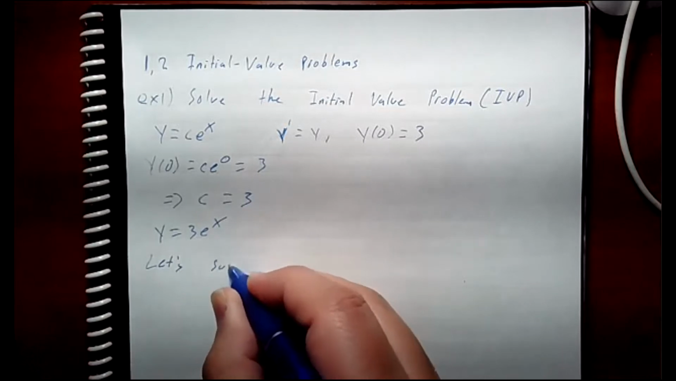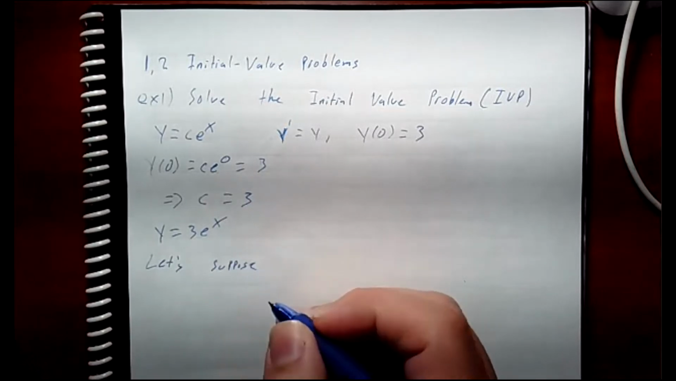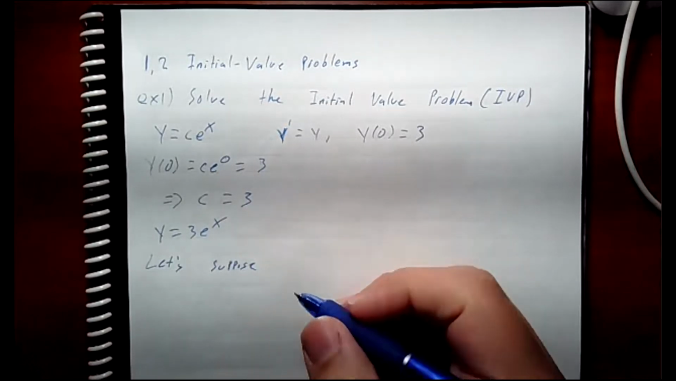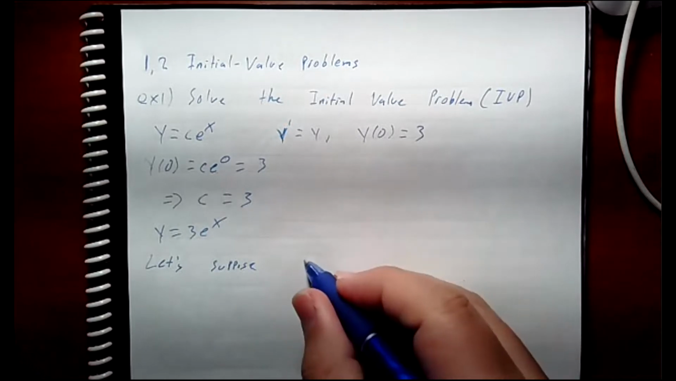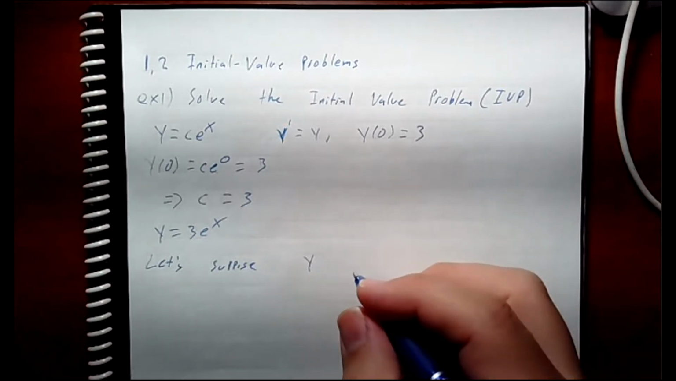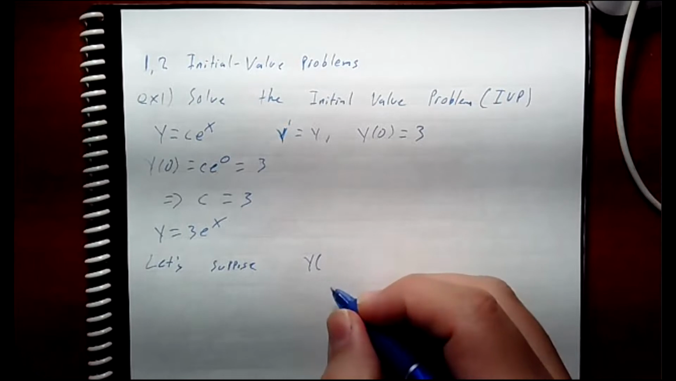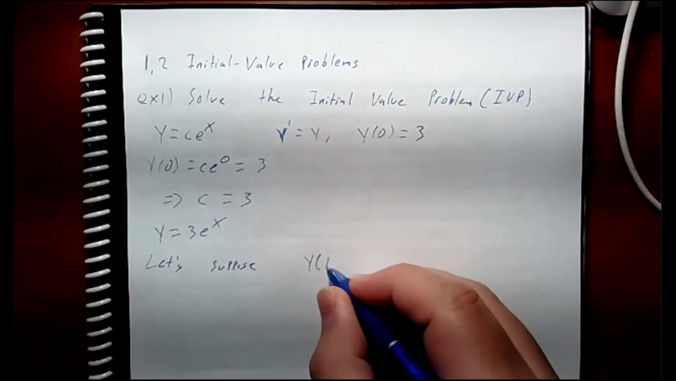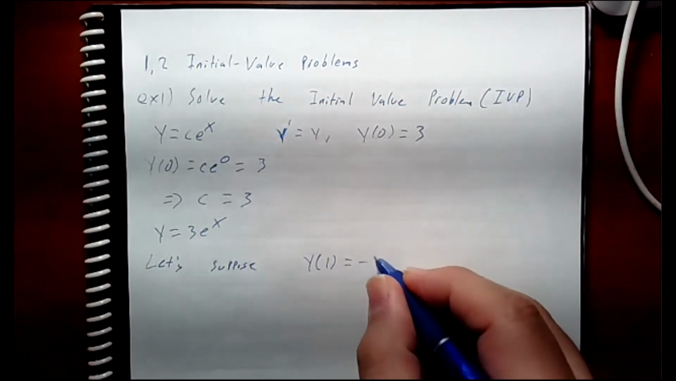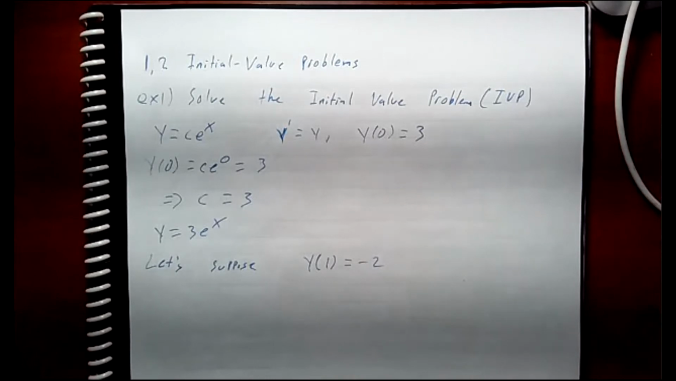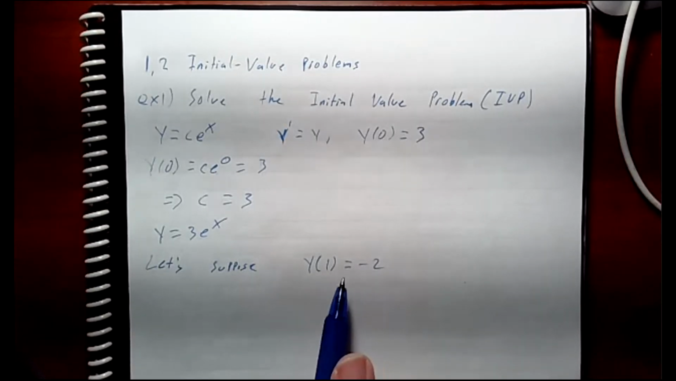Let's suppose we just change up the initial condition just for fun, right? Let's suppose y of 1 is equal to -2. So now that's going to change the path, right? The path that this function will take. So out of the family of infinite solutions, this will give me one of them, a unique solution.